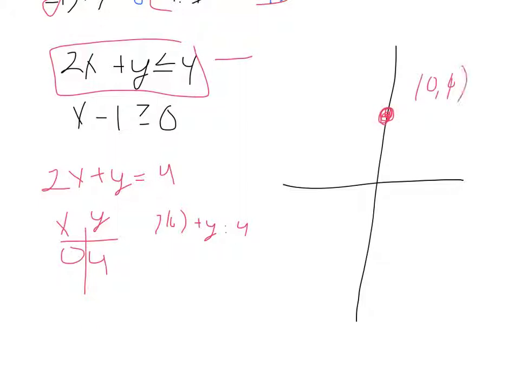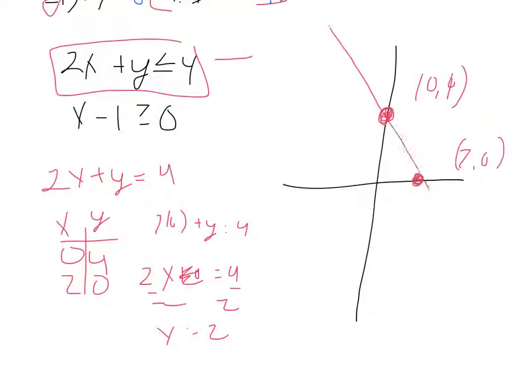0, 4, that's that point here. If I put 0 in for y, I get 2x plus 0 equals 4. Divide by 2. x equals 2. So we have 2, 0. That's the line. Now we need to pick a test point and plug it back in to see which way we're going to shade. I'm going to pick the origin 0, 0. So 2 times 0 plus 0, is that less than or equal to 4? Well, is 0 less than or equal to 4? Yes. So we're shading this way.